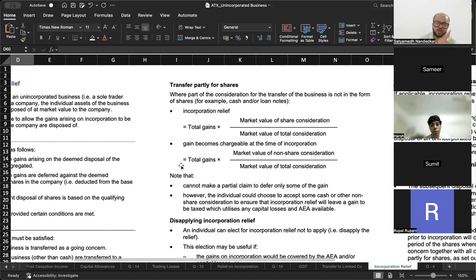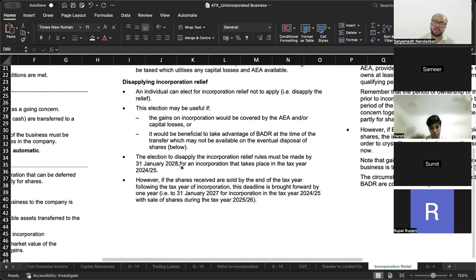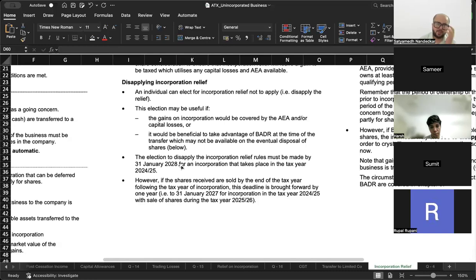So in that case, the incorporation relief is restricted, which is basically market value of share consideration upon market value of total consideration into the total gain. Now, it's not compulsory for you to apply the incorporation relief. You can disapply the incorporation relief if the gain on incorporation would be covered by AEA and or capital losses. It would be a very poor company, because the gain is not even 3,000. Or it would be beneficial to take advantage of BADR at the time of transfer, which may not be available on the eventual disposal of shares. But BADR is 10%. You will have to evaluate what the impact is.